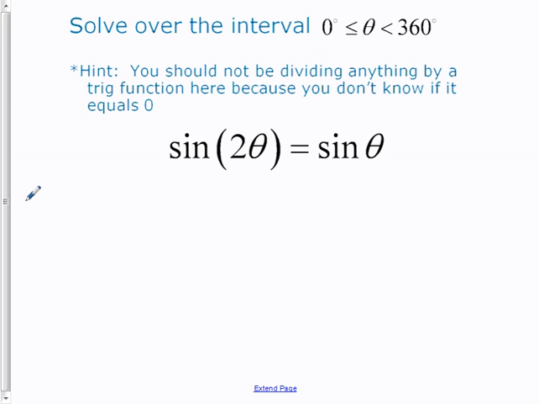Alright, so now we get into more complicated angle measures. Here, the first thing we want to do is see if we can find an identity that we could use to get rid of this 2, because this is a regular theta, and that's a 2 theta. We don't want them to be different, we want them to be the same. So hopefully you recall that sine of 2 theta equals 2 times the sine of theta times the cosine of theta.